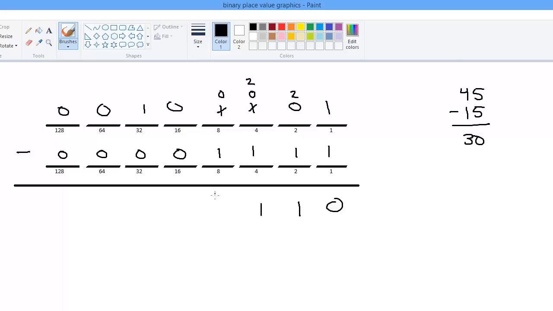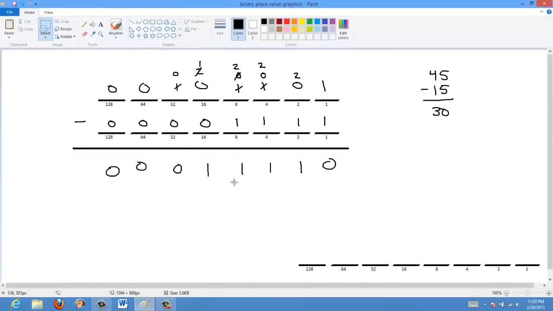Then we'd have 0 minus 1. Again, this wouldn't work, so we have to borrow again. This becomes a 1, and this becomes a 2. And then 1, 1, and all the rest are zeros. If I copy this little cheater bar here, you'd be able to see that what I have is 16 plus 4 is 20, plus 8 plus 2 is 10, another 10, so that's 30. And so I do get the correct answer.